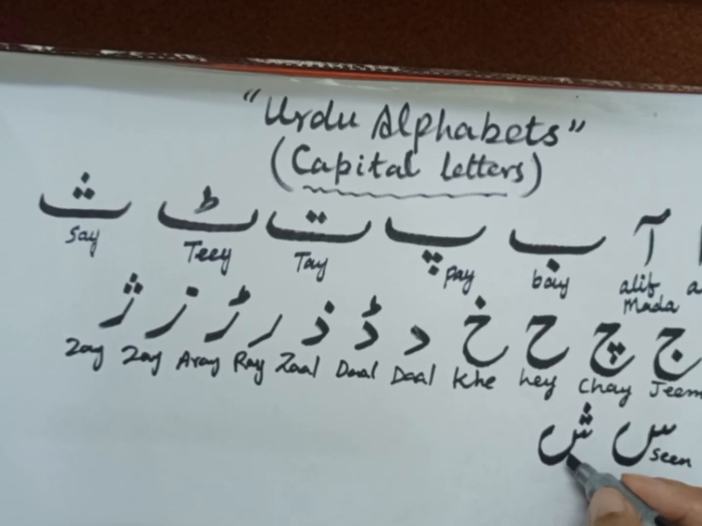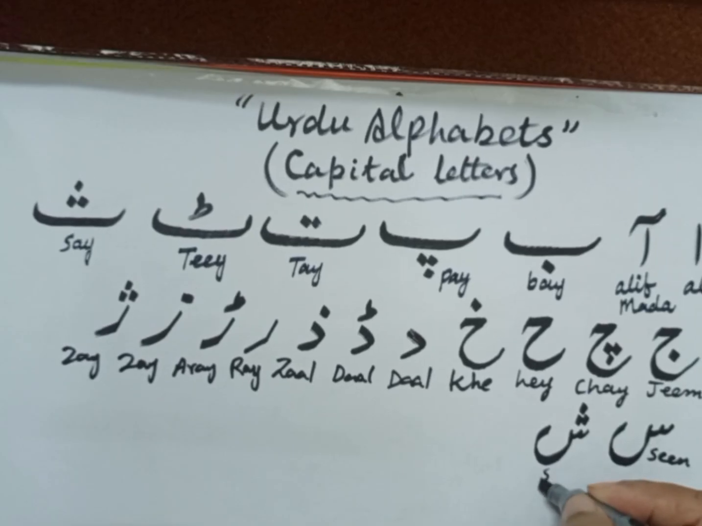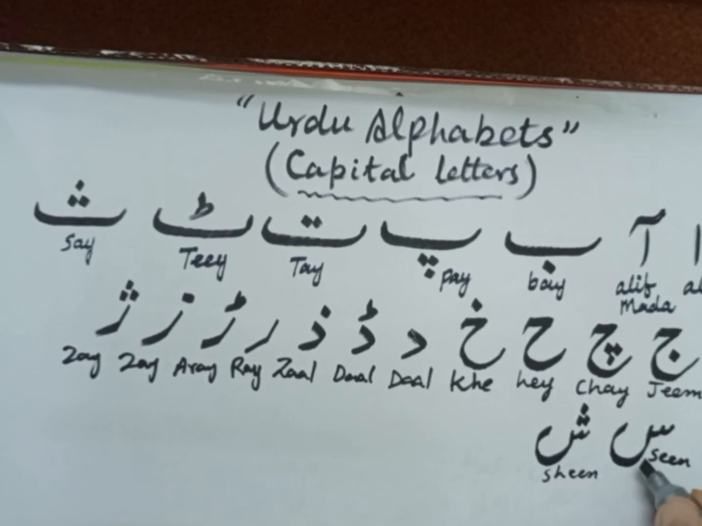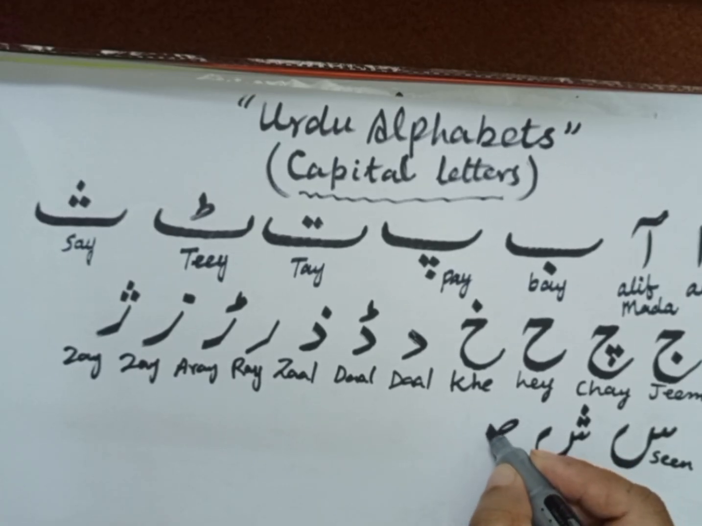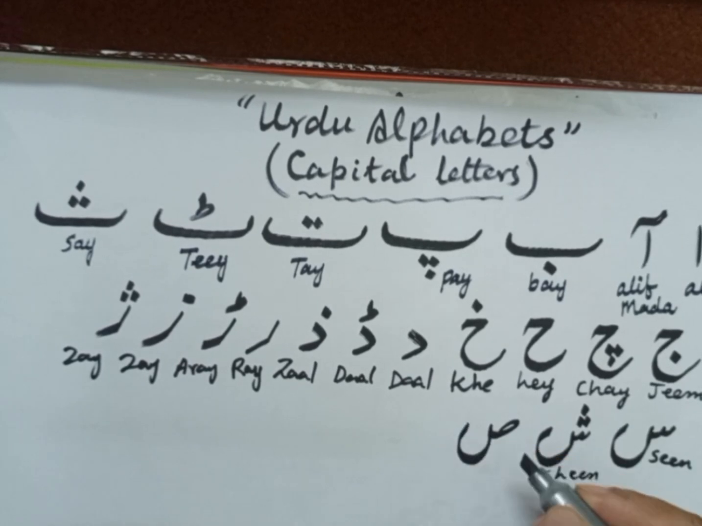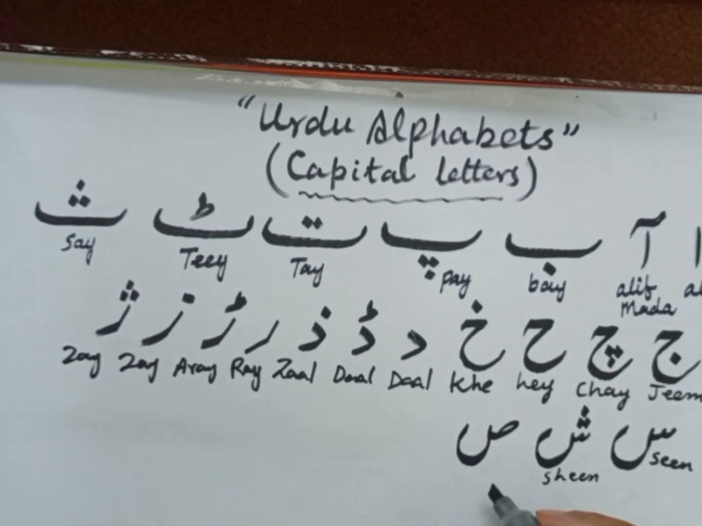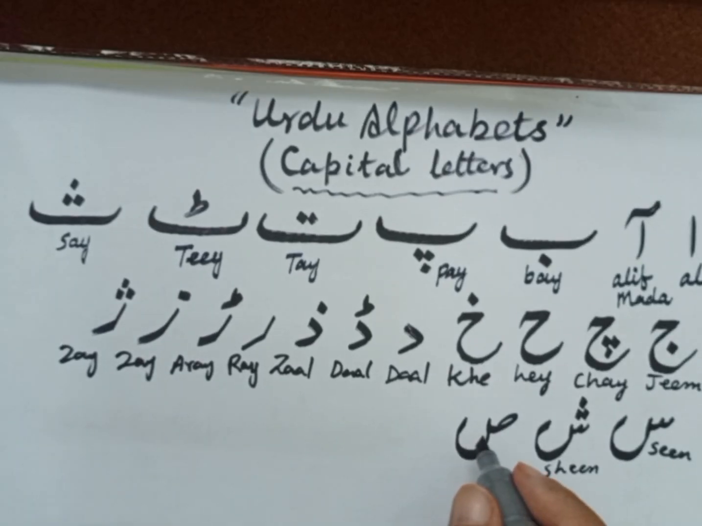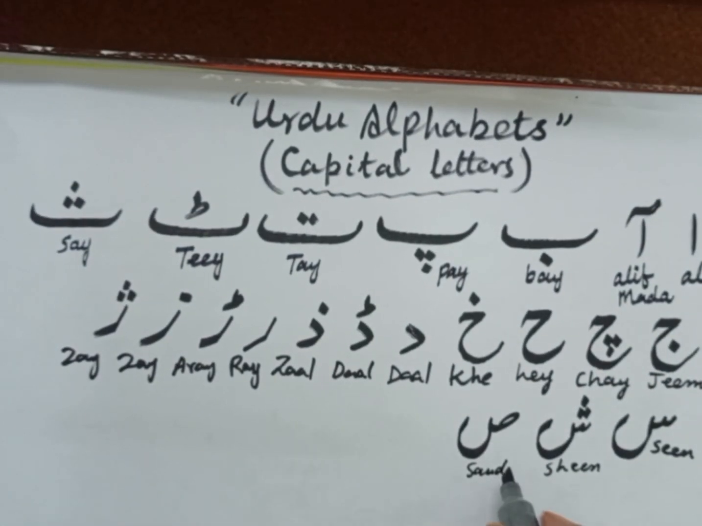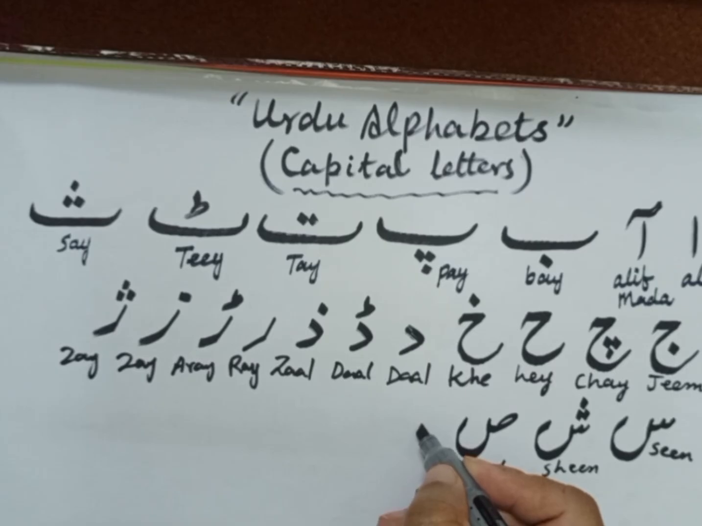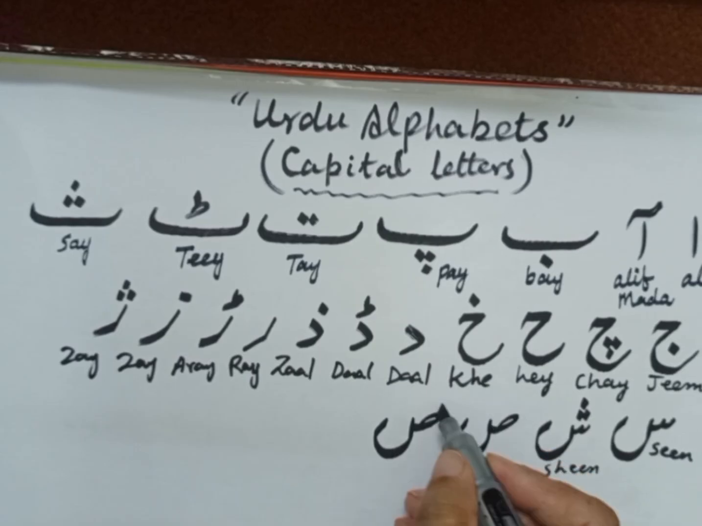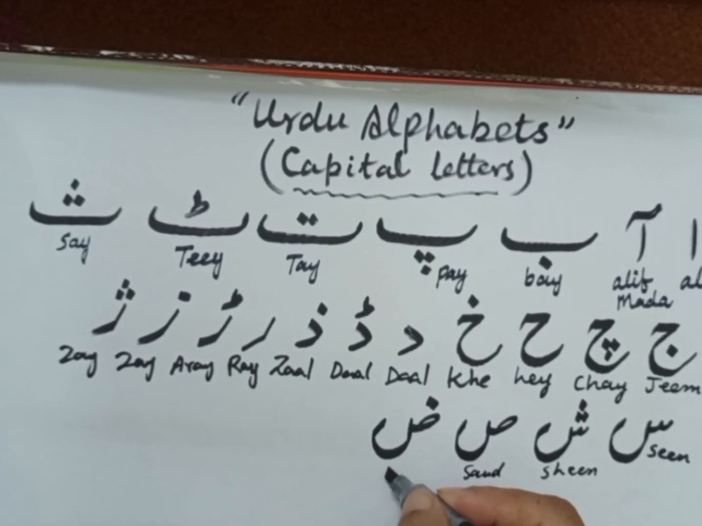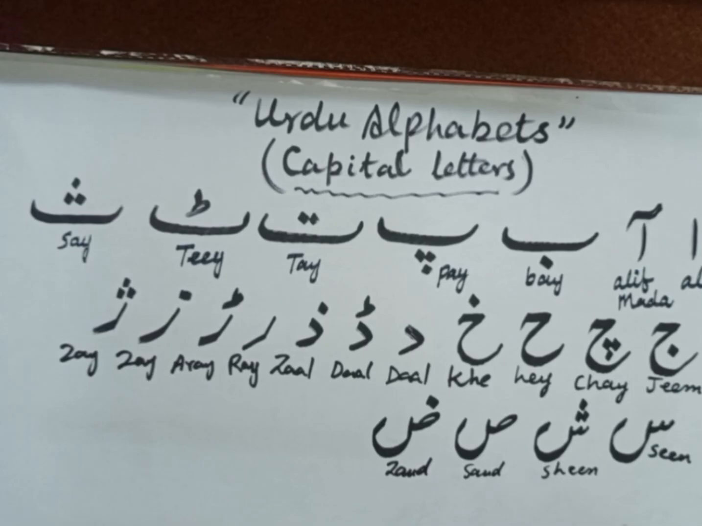Seen, sheen. Sheen, S-H. After that, swad. An oval-shaped circle like this and then this half. Swad. After swad, make it again like swad, but the difference is one dot, and then the sound becomes different. One dot up: zwad. Seen, sheen, swad, zwad.